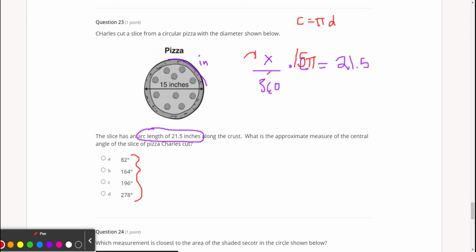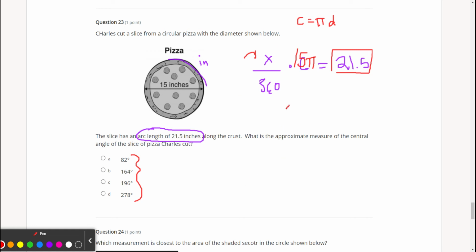So in the calculator, do 82 divided by 360 times 15 pi, and then 164 divided by 360 times 15 pi, and see which one meets your target. So you substitute in your answers one at a time, divided by 360, then times 15 pi, and then see which one matches.